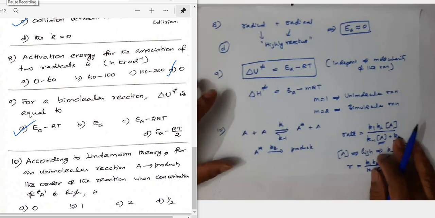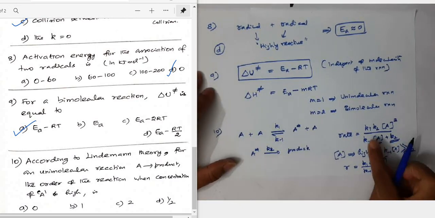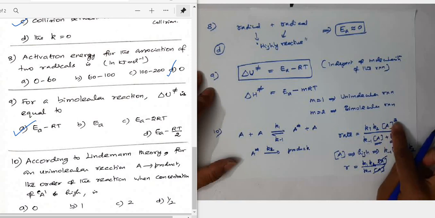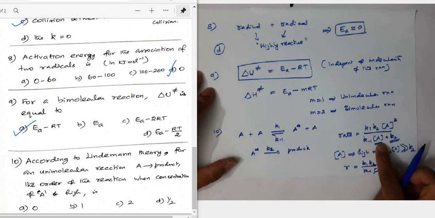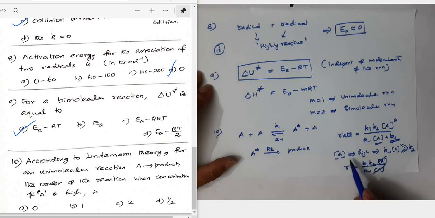Here I made a mistake. This is actually a square: k1 k2 into concentration of A power 2 by k minus 1 into A plus k2. So at high concentration of A, this term becomes very high compared to k2, so we can neglect k2 here. If you neglect k2, then you will get A square in the numerator and A in the denominator. If you cancel, we have A power 1. Therefore the order of the reaction becomes equal to 1 when the concentration becomes very high.